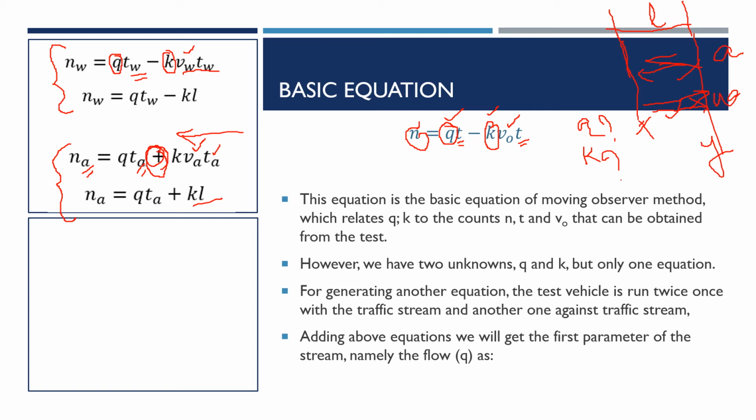Whereas, if you remember, when we were talking about moving with the traffic, we said the number of vehicles overtaking the test vehicle and the number overtaken by the test vehicle, both counts will be taken. But when the test vehicle moves in the opposing direction, we are considering it as moving with a negative speed.